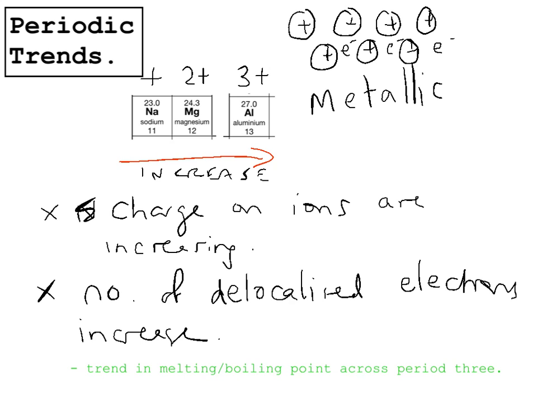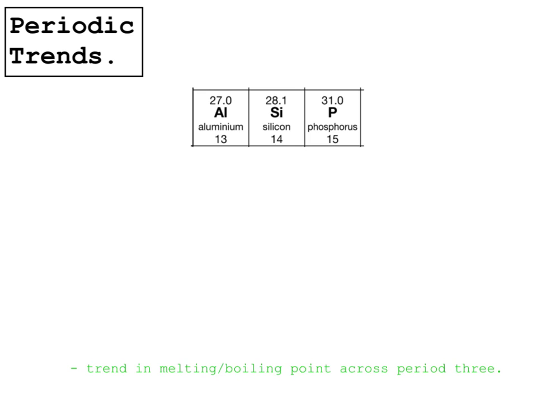Now you may get asked to compare two of these rather than just describe the trend. So if you were comparing magnesium to aluminium, you'd say that aluminium has a higher charge in its ions and also has more delocalized electrons in its structure, and therefore metallic bonds are stronger, which means it needs a higher temperature to melt it. If we now look at silicon, which is really by itself, you'll see that the melting point from aluminium to silicon jumps up, and then from silicon to phosphorus goes right back down again. And that's again because of its crystal structure.